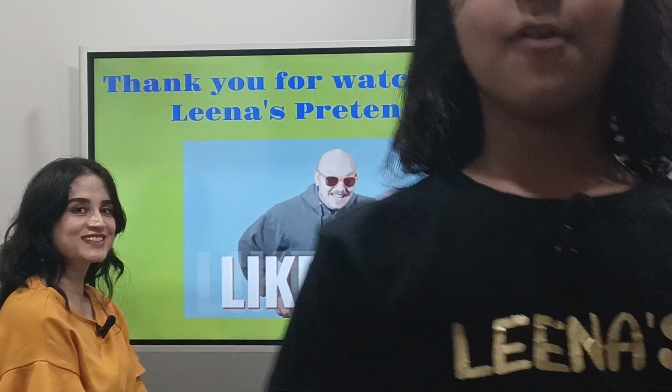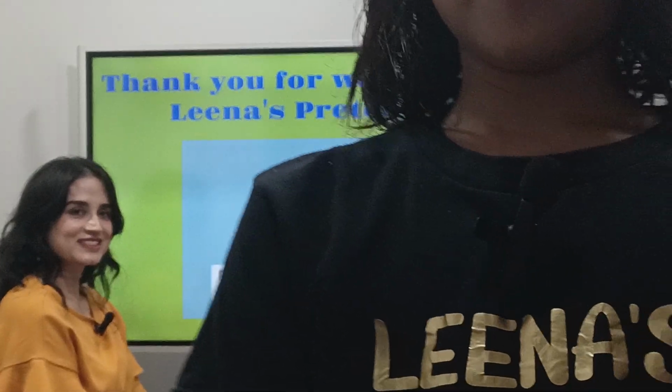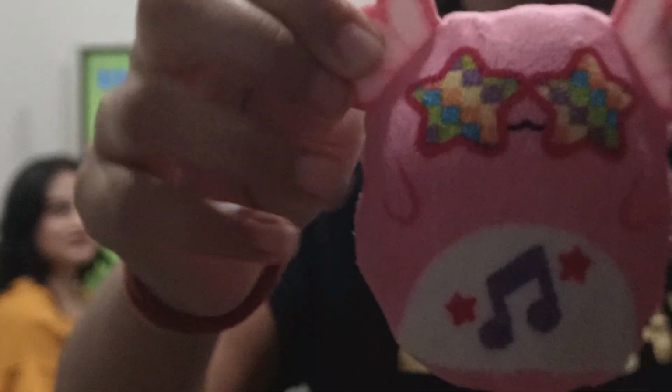Keep watching. So, I got this from McDonald's. It's a squishmallow, but I cut off the label.